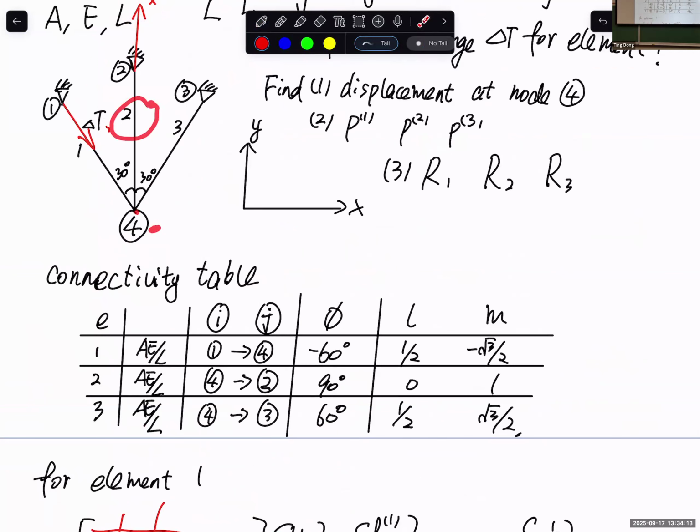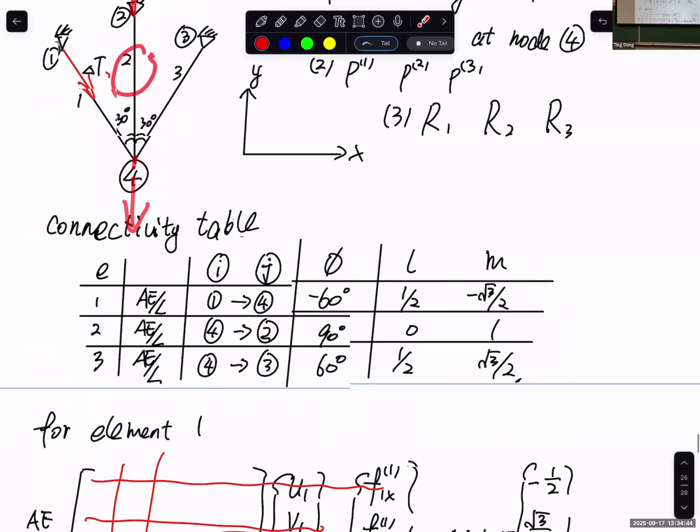Or you can understand it this way: this one wants to expand. Even though it's not a free expansion, it still wants to expand, so it will cause elongation in element 2. To generate this elongation, the force applied by node 2 to the element should go in this direction, and the force applied by node 4 to element 2 should go in this direction. This is how we generate the expansion. Make sense or not? So again, our calculation makes sense.